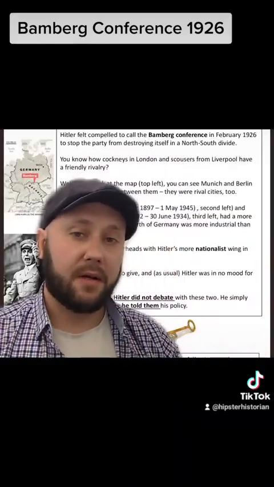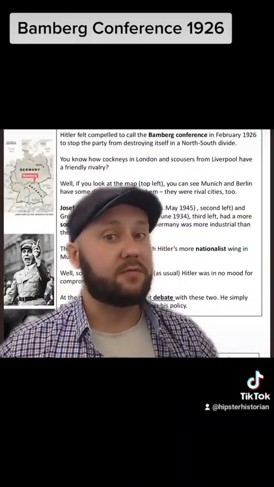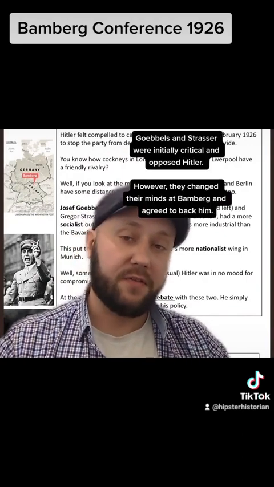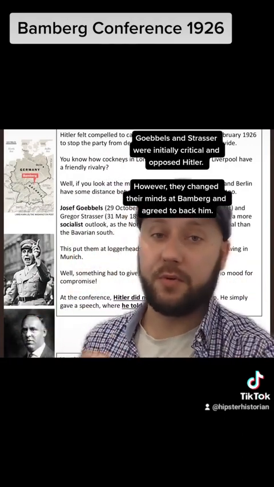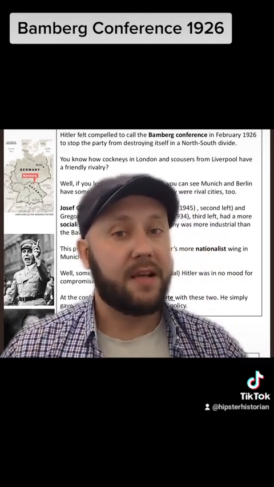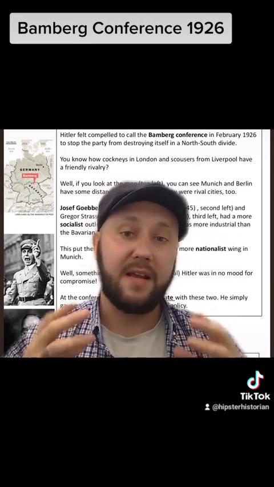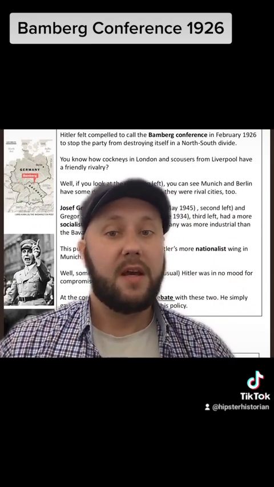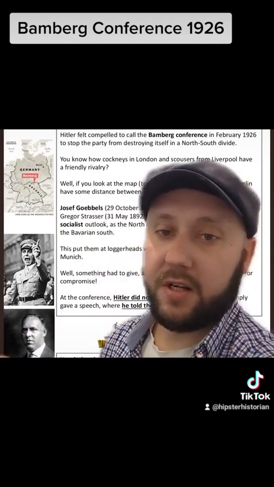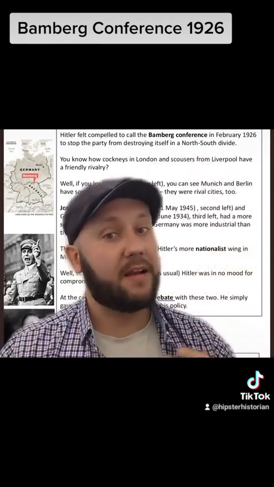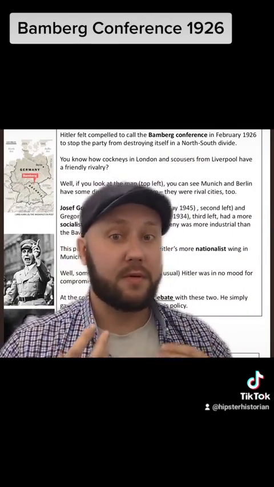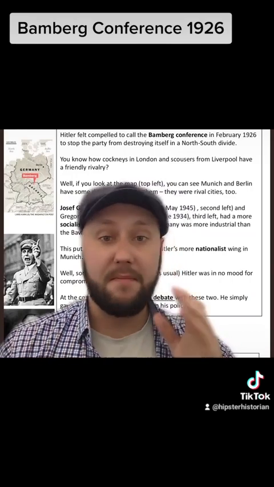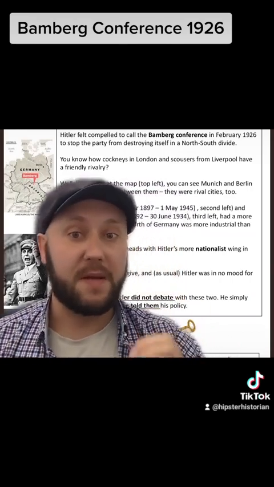So at this Bamberg Conference in 1926, where Hitler wanted to reassert his power and iron out the differences between the North and the South of the party, he had two major rivals. One was Joseph Goebbels. Joseph Goebbels would become the later Reichsminister for Propaganda, and he got Goebbels on side. He also had a rival in the party, Gregor Strasser. Gregor Strasser was someone that Hitler never really trusted, but Gregor Strasser put his arm around Hitler and agreed with his views. Hitler did not debate with them, he merely gave them a long speech.